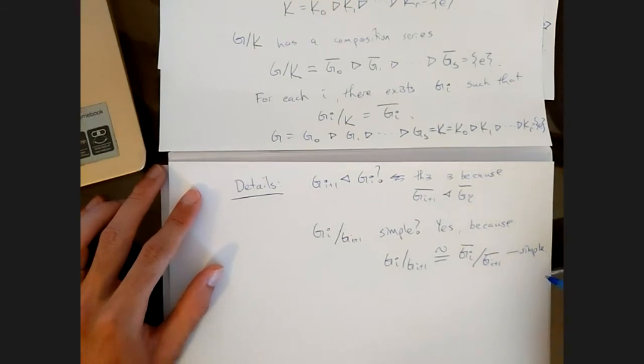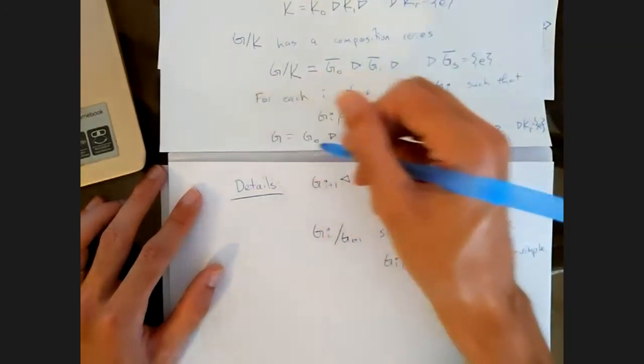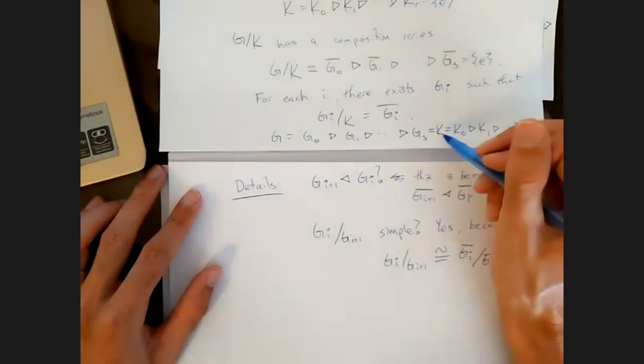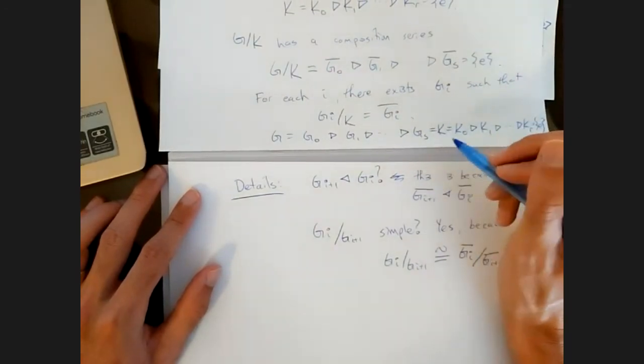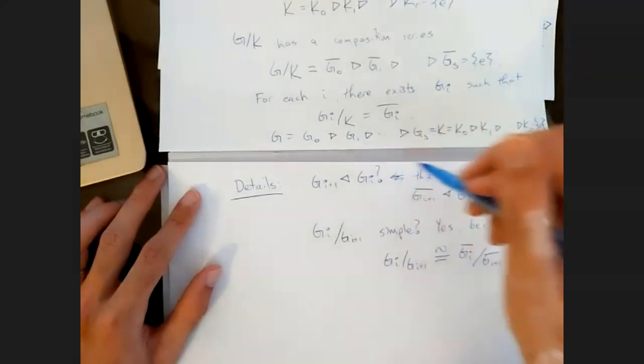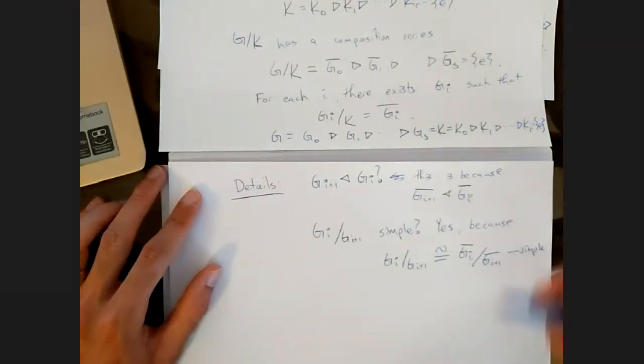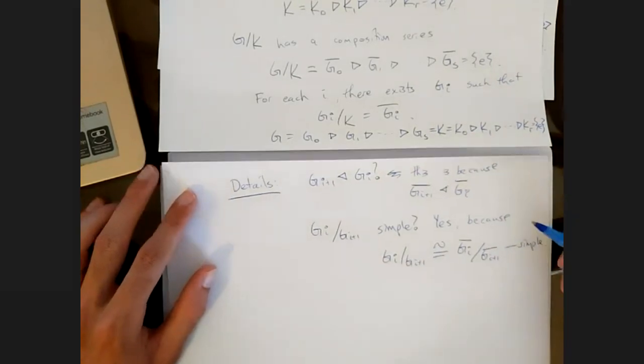Except for these details, that proves the fact that G has a composition series by induction, because this is the composition series we wanted to establish. Because K and G mod K had composition series, G also has a composition series, and that is the induction step. And so by induction, G has a composition series.